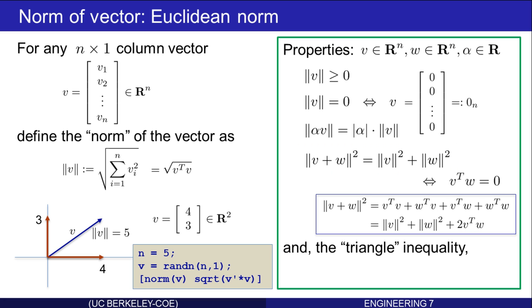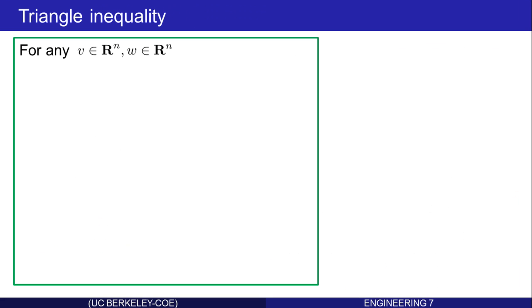Lastly, there's something called the triangle inequality, which says that the norm of the sum of 2 vectors is always less than or equal to the sum of the norms. It takes a few steps to prove that, and we'll do that on the next slide. The proof uses the Cauchy-Schwarz inequality. Let's see how it goes. Take any vectors v and w that are both n by 1. The claim is that the norm of v plus w is less than or equal to the norm of v plus the norm of w. Let's derive this.